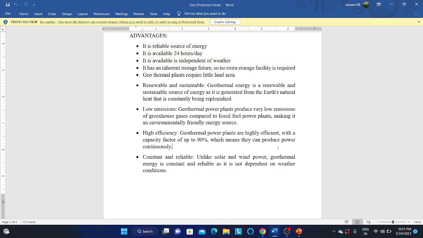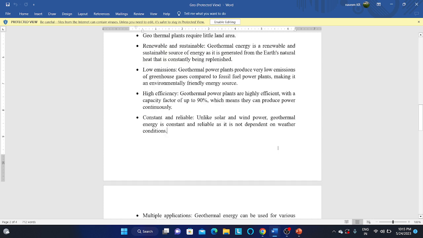Unlike solar and wind power, geothermal energy is constant and reliable as it is not dependent on the weather conditions. This is already discussed above. So irrespective of the weather, these geothermal power plants work 24 hours a day.